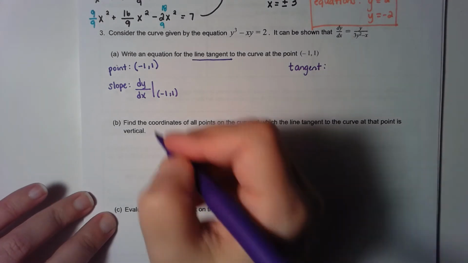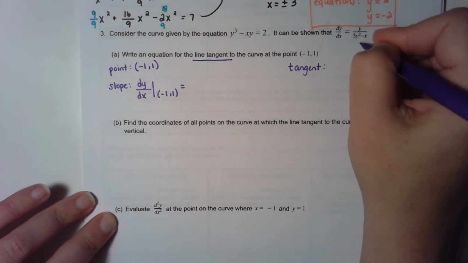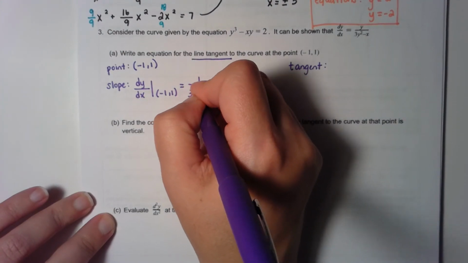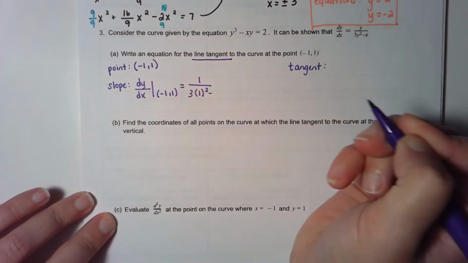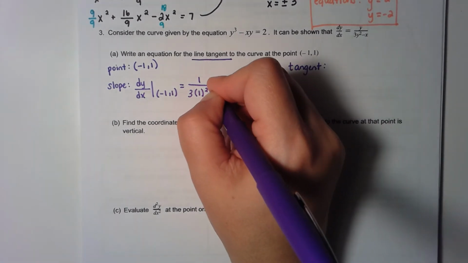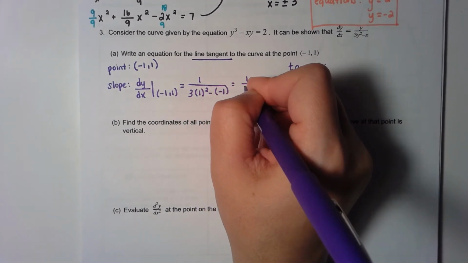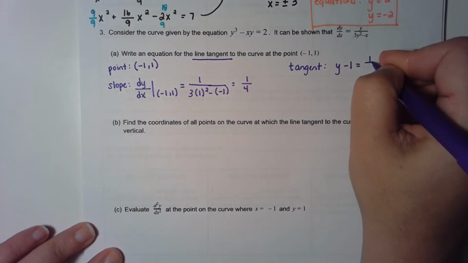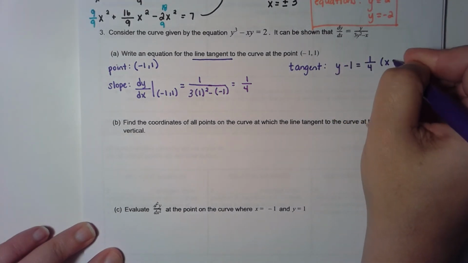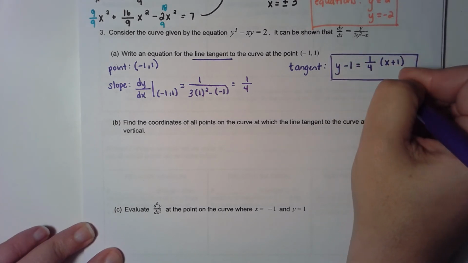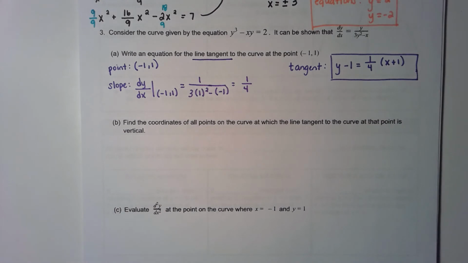So if I plug the 1 and the negative 1 into my slope formula here, I'm going to get 1 over 3 times 1 squared minus negative 1, which gives me 1 over 4. So my tangent line is just y minus 1 equals 1/4 times x plus 1. Just as a review of some of the other things we've learned how to do with implicit.